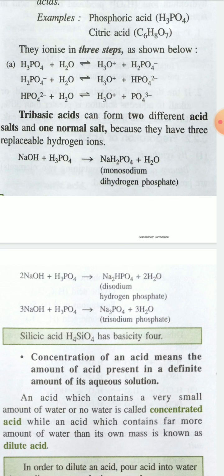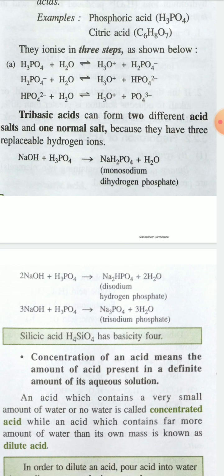In the second step, if two NaOH, sodium hydroxide, combine with a phosphoric acid molecule H3PO4, then two hydrogen atoms will be released, and the product will be Na2HPO4 plus 2 water. So Na2HPO4 is also an acidic salt. And in the first case, NaH2PO4 is also an acidic salt.